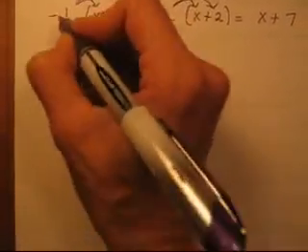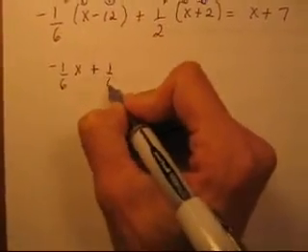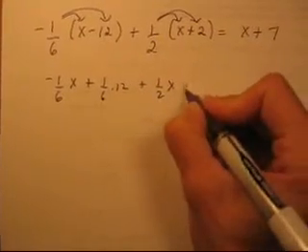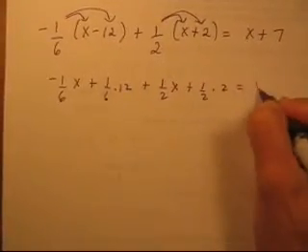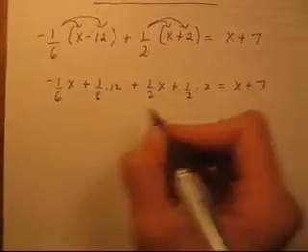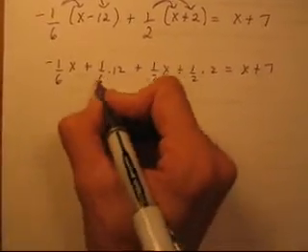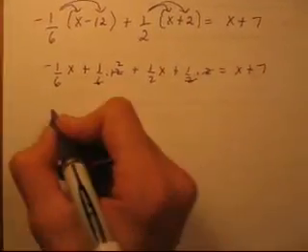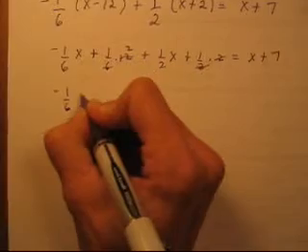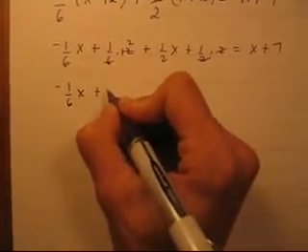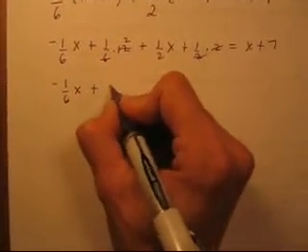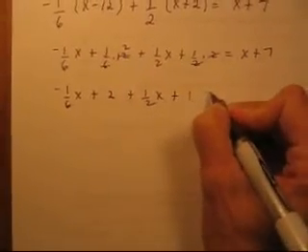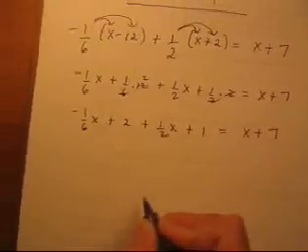So it's nice to keep the same recipe every time we're doing these problems. So minus 1/6 times 6x, minus times minus is plus 1/6 times 12, plus half x, plus half times 2 equals x plus 7. And now we're going to do some canceling. 6 goes into 12 twice, 2 goes into 2, and that's all set. So let's rewrite what we have. Minus 1/6x plus 2 plus half x plus 1 equals x plus 7.